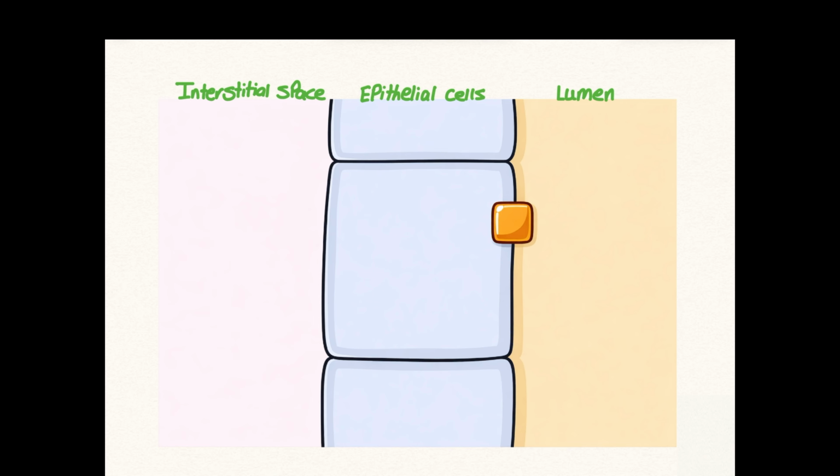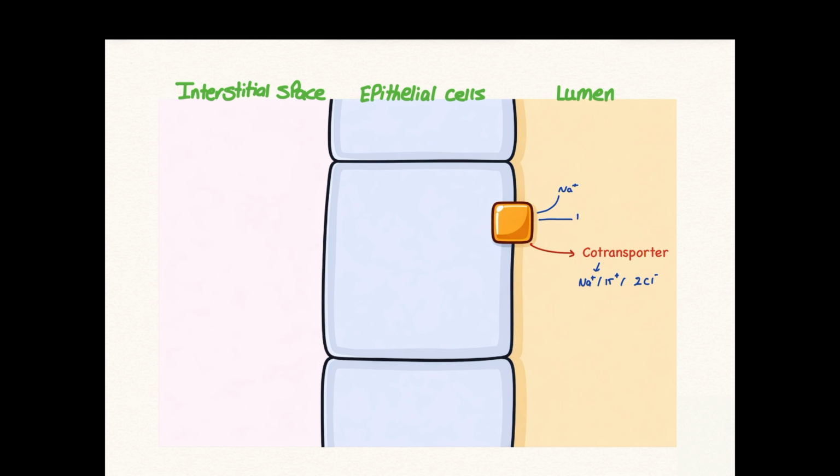Now, let's take a closer look at the loop of Henle. We have the lumen, epithelial cells that act to reabsorb and transport. Also, we have the interstitial space. There is a cotransporter located on the epithelial cells throughout the lumen of the ascending limb of the loop of Henle, which is called the NaK2Cl cotransporter.